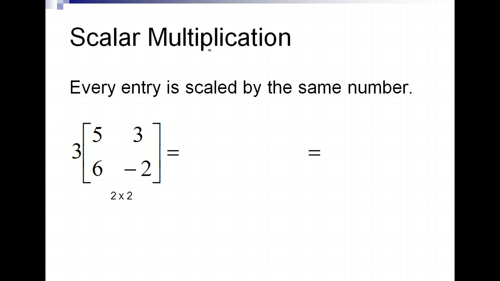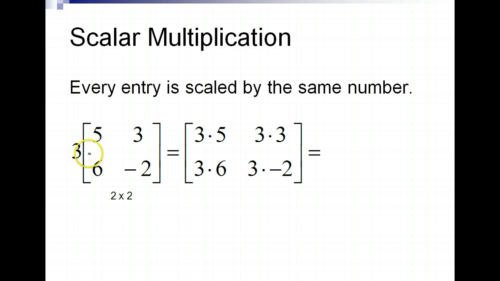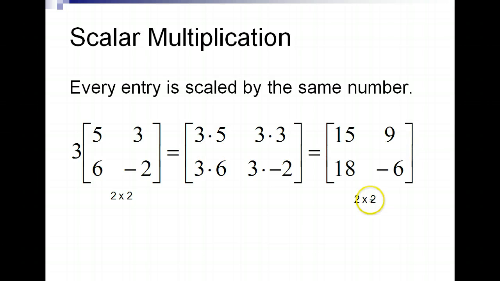Scalar multiplication in the matrix world. I'm going to scale every number in my matrix by an integer. So I'm going to scale everything in this matrix by 3. In reality, I'm taking my 2 by 2 matrix and I'm going to distribute this 3 to everything in my matrix. So I'm going to have 3 times 5 and 3 times 3 and 3 times 6 and 3 times negative 2. I'm going to perform those operations. Notice that my answer is the same size as my original matrix.